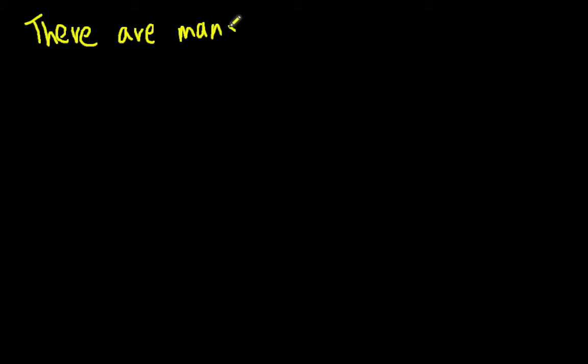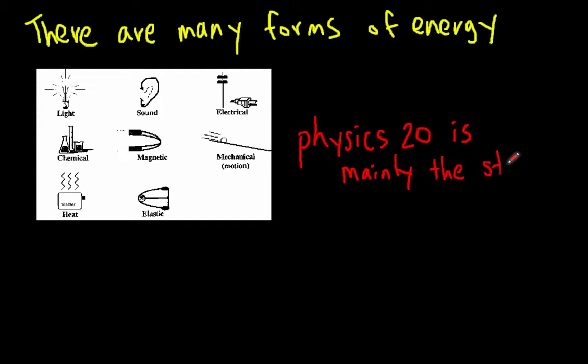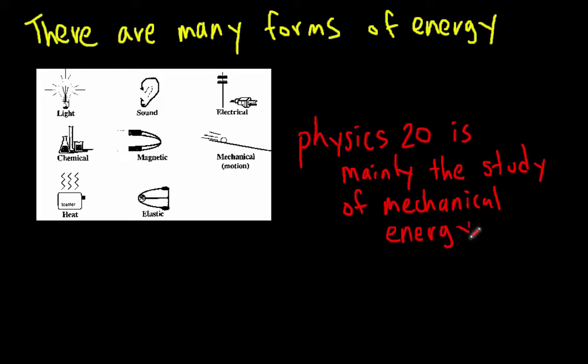There are many different forms of energy. You may have studied these forms of energy in other courses. In fact, all the different branches of physics are really different studies of the different types of energy. Light energy, sound energy, electrical energy, chemical, magnetic, mechanical, heat, or elastic. Physics 20, and most introductory physics courses, is mainly the study of mechanical energy. If you go on and take physics 30, you'll study light energy, electrical energy, and magnetic.